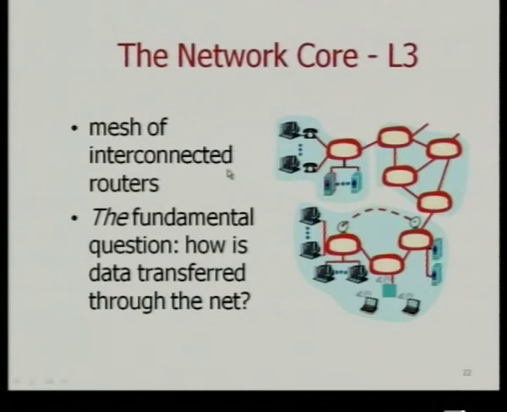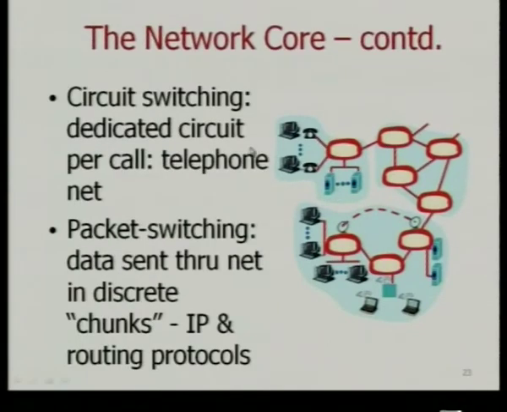Coming to the network core, now we talked about the network edge, I am coming now to the network core. When you come to the network core, which is basically I am looking at layer 3 functionality, that is the network layer functionality, what does this actually consist of? It consists of a mesh of interconnected routers. So the fundamental question that we deal with over here is, how is data transferred through the net? Basically it will have to go through the routers. So we just need to look at how that is done. Now again here we talk about two methods that are used. We refer to something called circuit switching and something called packet switching.